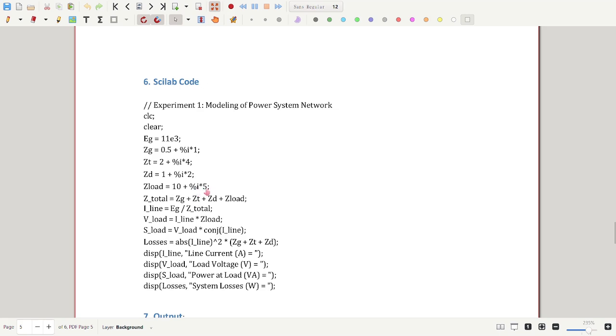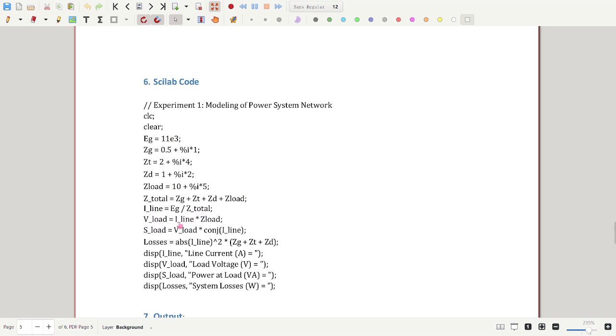So a percentage I into some value will give us the rectangular form of the impedance. So all the three, ZG, ZT, ZD, and Z load, are defined in impedance form. The total impedance you get by adding all these things. Then the line current is equal to EG divided by Z total. EG we have taken as 11,000. When you divide, you get the line current, and it is displayed.